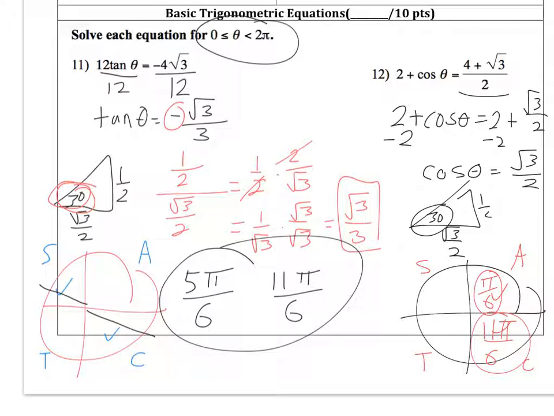Again, we tried to get the cosine part by itself. We found a trig value, square root of 3 over 2. We figured out what triangle that's associated with and what angle we should be looking at, and then we figured out what quadrants based on this being a positive value.